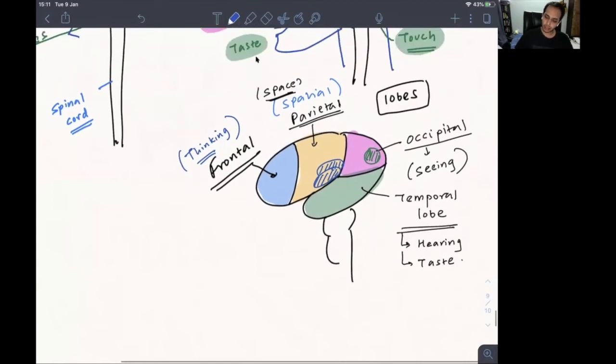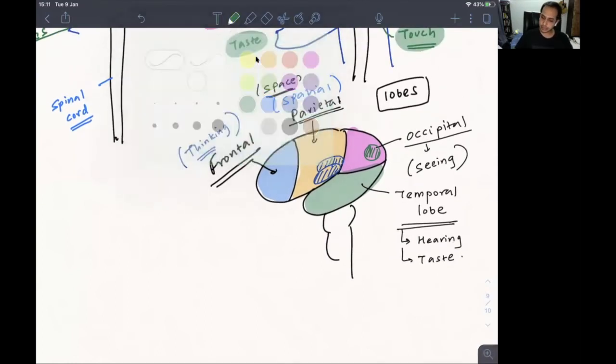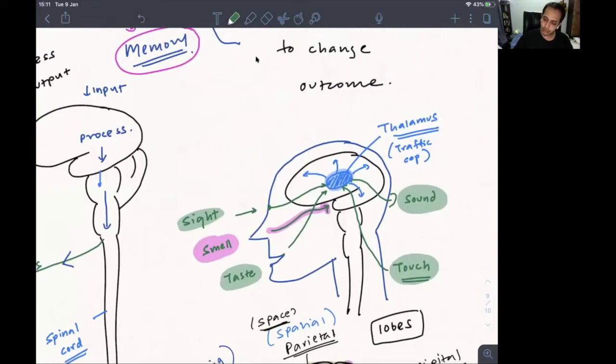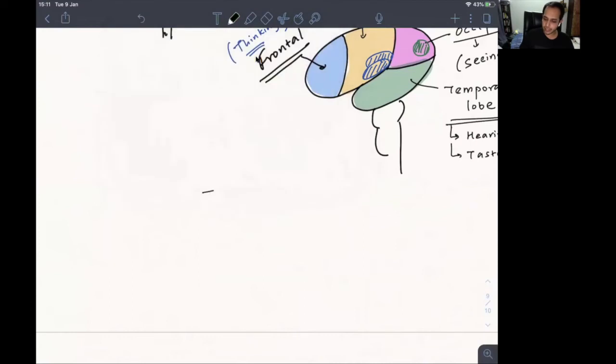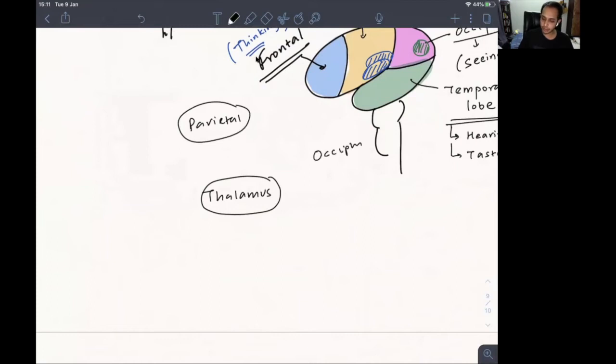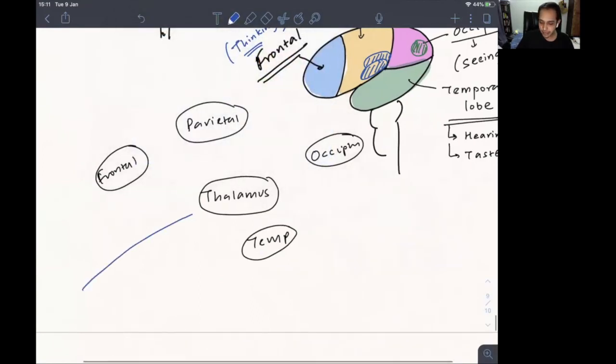Now, what we discussed just over here, we'll take that again in a slightly clearer form. So there's the thalamus, and you have all these different areas. You have your parietal, you have occipital, you have your temporal, and you have your frontal. Now what happens is that all your senses enter the thalamus. So here I'm drawing all senses together. Okay. And the thalamus sends each sense into a different area.